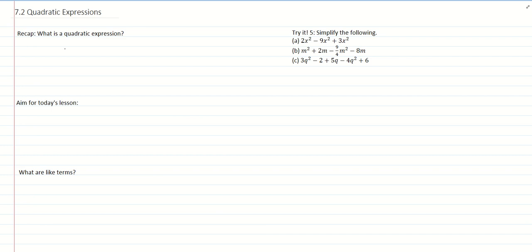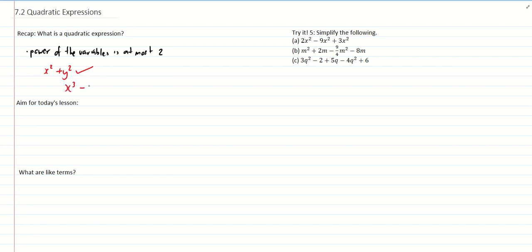All right, so just a quick recap: a quadratic expression is any expression where the power of the variables is at most 2. We gave you some examples, so things like x squared plus y squared. This is a quadratic expression.